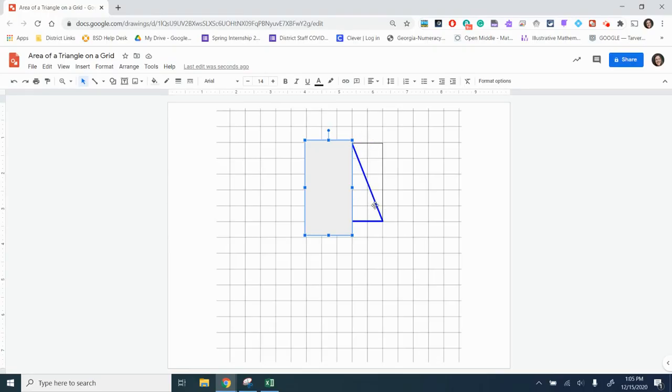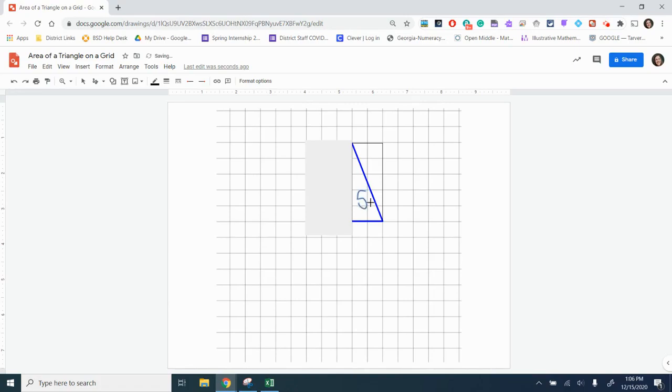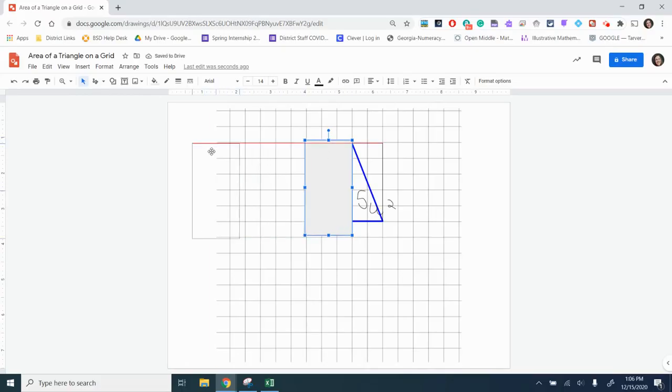Now, what do you notice about the area of this triangle? Well, this triangle is half the rectangle. This rectangle is composed of 2 congruent triangles. So if the area of the rectangle is 10, half of that is 5. Go ahead and write that in here, of 5 square units. Okay, I'm going to go ahead and remove this now. So the area of this right triangle is 5 square units.